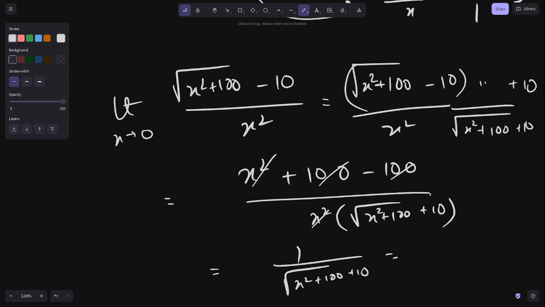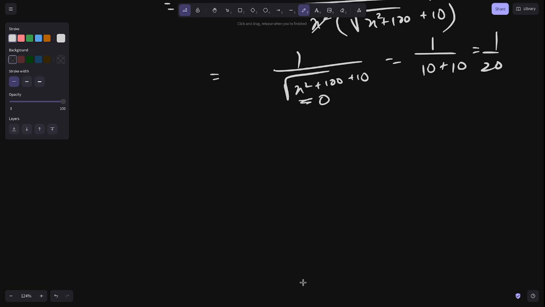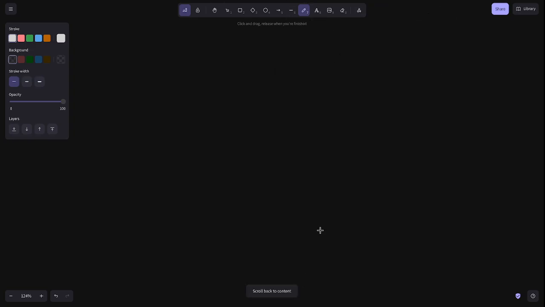Now put the value of 0 here, so this becomes 1 by 10 plus 10, 1 by 20. Let me check the answer if this is correct. Yes, this is correct. Okay, so we have solved two sums. Now we will talk about something called the sandwich theorem.